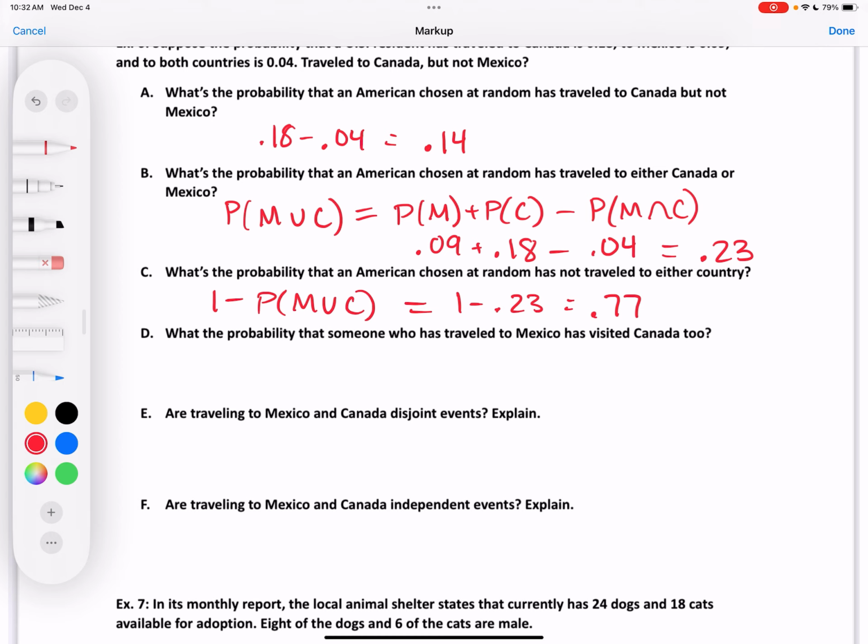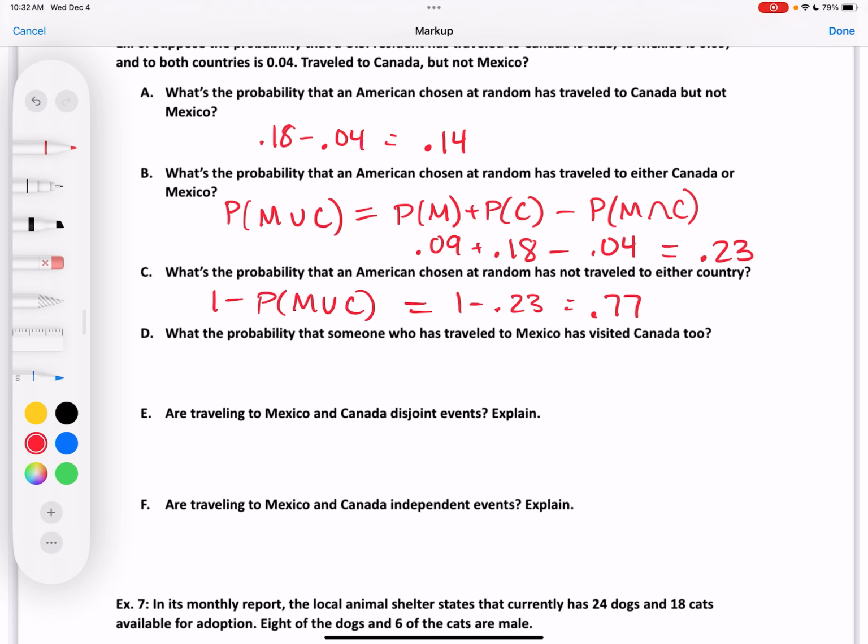All right, this probability has a special name. What is it? A. They have traveled to Mexico, given that they have visited Canada. Oh. So A, I know what it is. I know what it looks like. Okay, well, tell me what it looks like. It has the probability of the intersection over the second one.